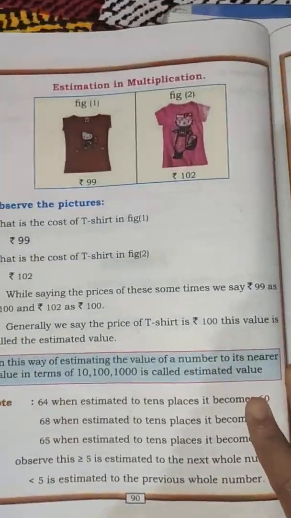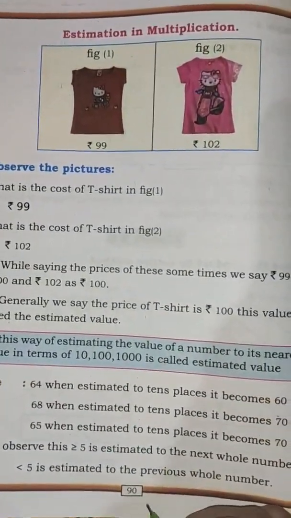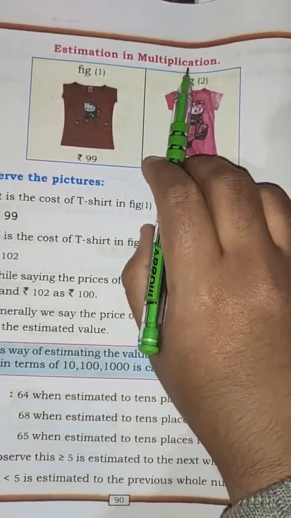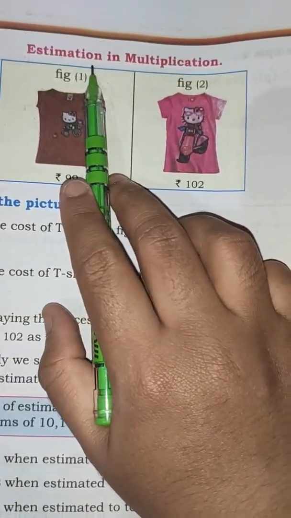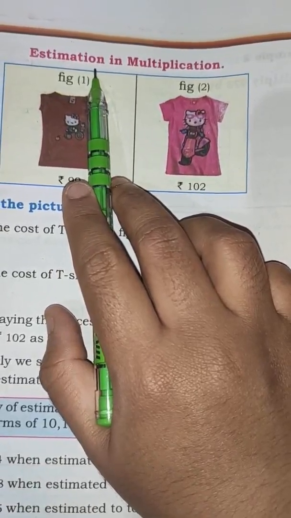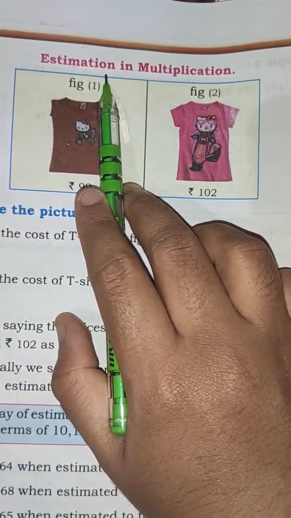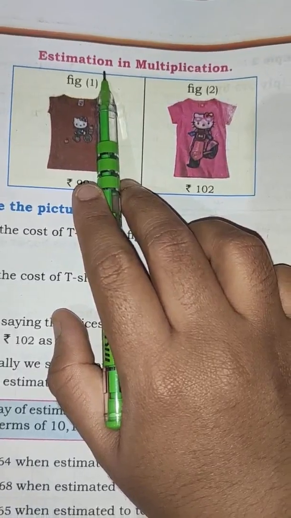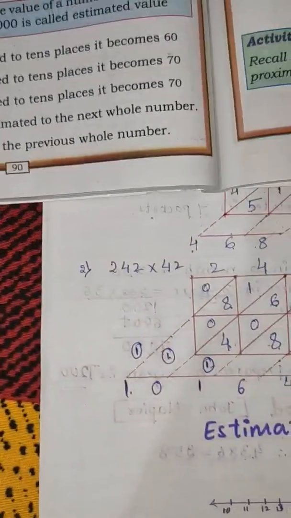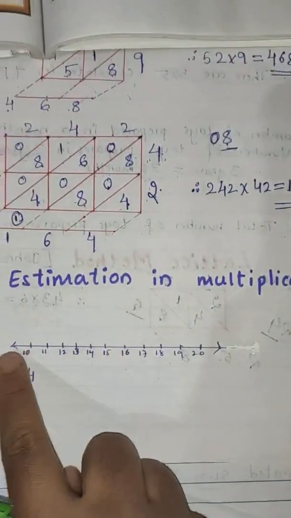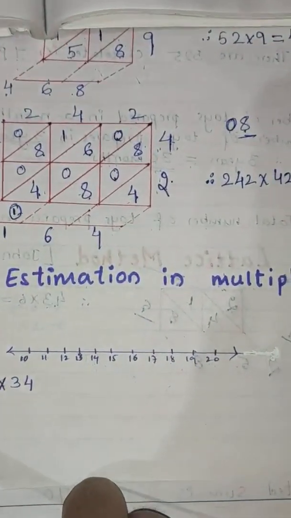Okay, now let's move to the next concept, which is on page number 90. Estimation in multiplication. Already you know this word estimation, which you have done in the case of addition and subtraction, right? So now let's do it in multiplication. So here, children, what is this line? Yes, it is a number line.